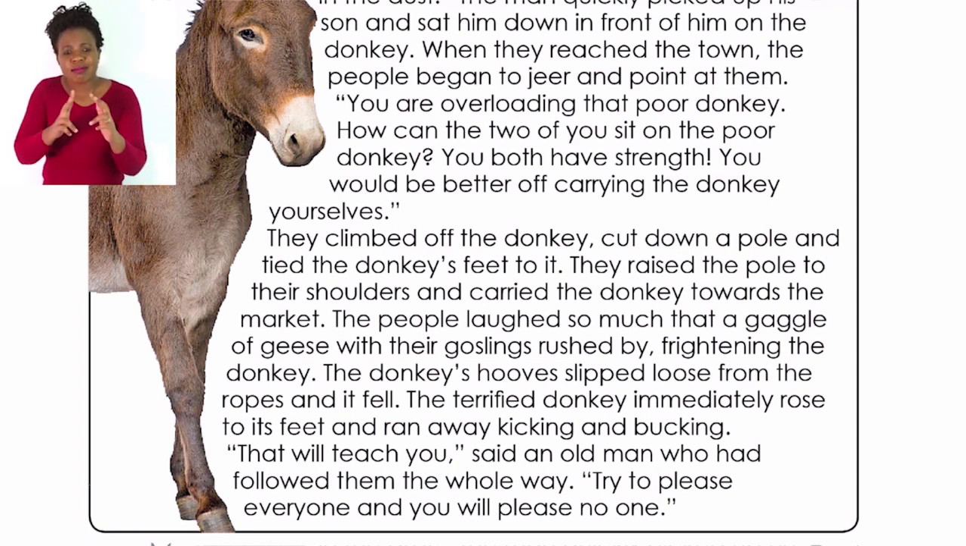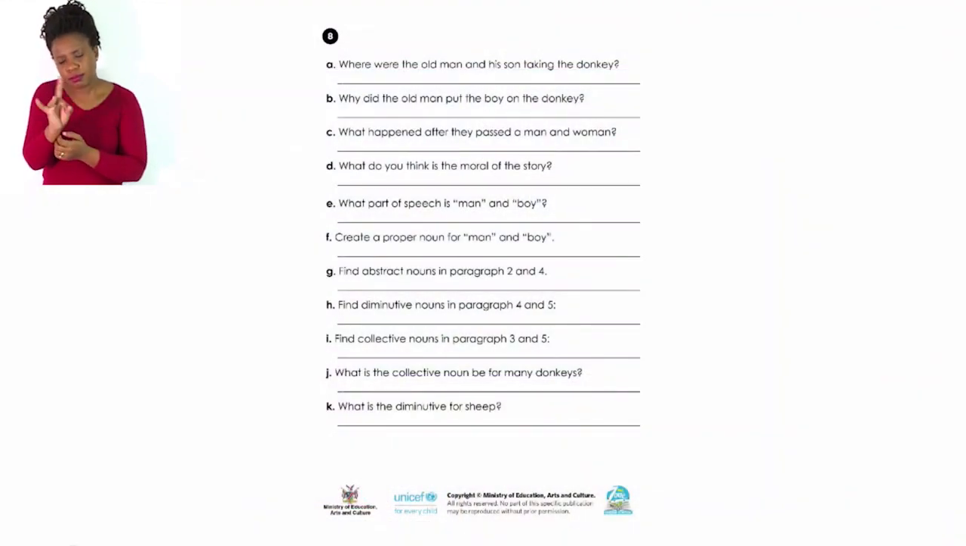Right, boys and girls, that's the end of our passage. Now you need to read for the second time, and then you turn on the next page, which is page 8, where we have questions. Now the questions are from A to K. A says, "Where were the old man and his son taking the donkey?" Yes, I hope you know that they were taking the donkey to the market.